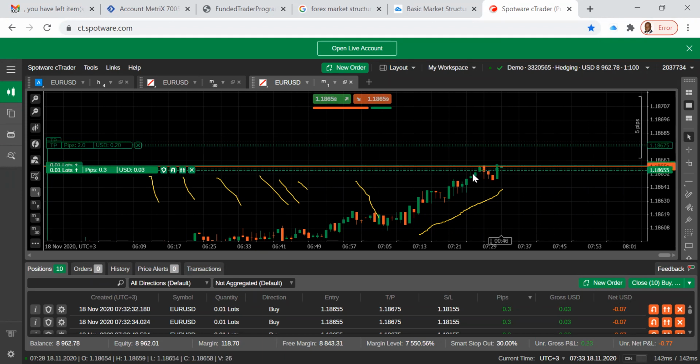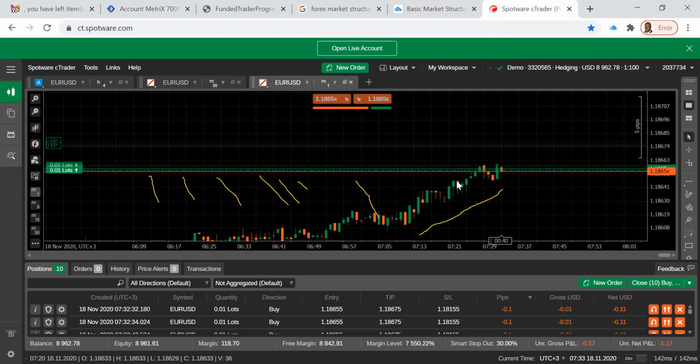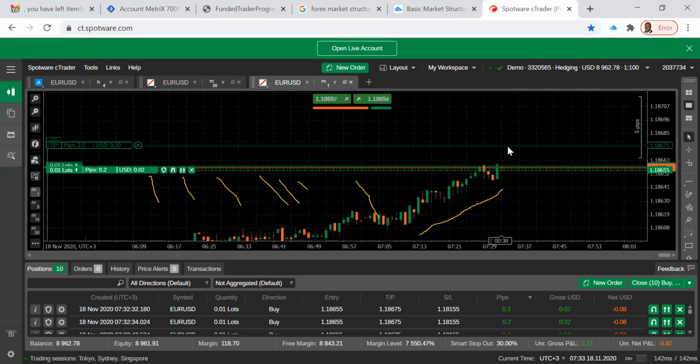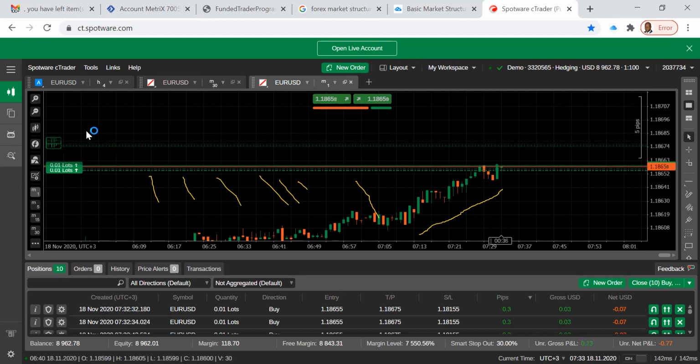It will not be 1.1. It will not be 1.3. It will not be 1.8 or 1.9. It will be exactly 2 pips. How? Even if you highlight, you put your cursor on it on the left hand side, you see it highlights, it even says take profit, TP, pips 2.0.